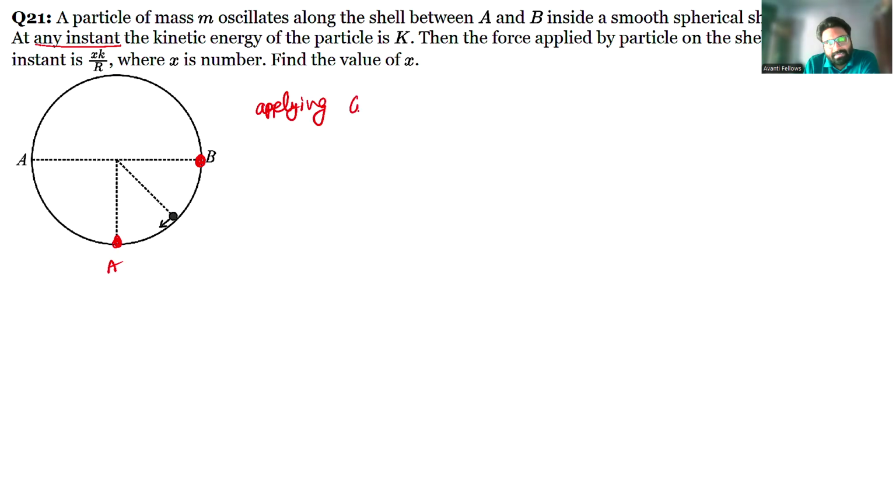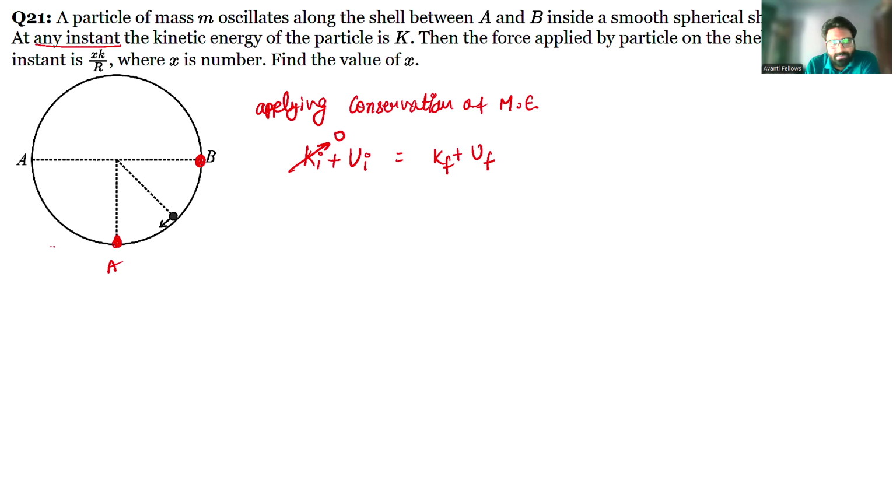Applying conservation of mechanical energy: kinetic energy initial plus potential energy initial is equal to kinetic energy final plus potential energy final. Now we are starting the motion from here. These are the extreme positions in oscillation, and in the extreme position the velocity is zero. So the initial kinetic energy is also zero.